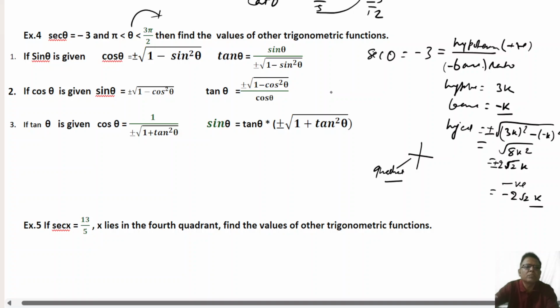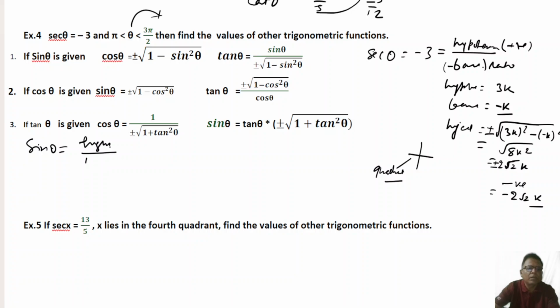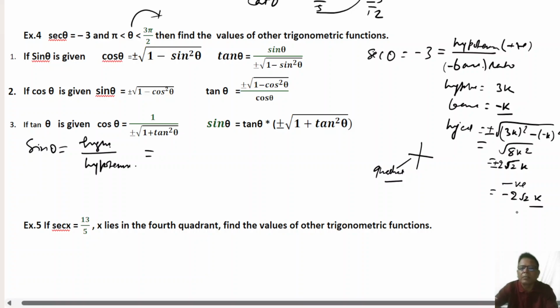Now come to the question. You have to first find sin theta. Sin theta is height by hypotenuse. So what is the height? Height we have calculated, minus 2 root 2k. Hypotenuse is 3k. So that is minus 2 root 2 divided by 3. This is the sin theta.